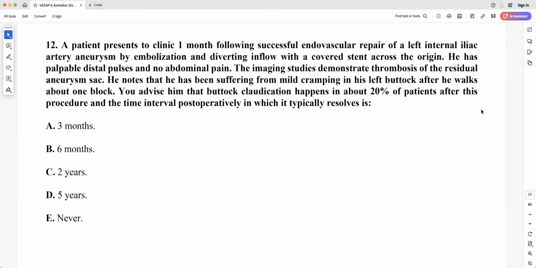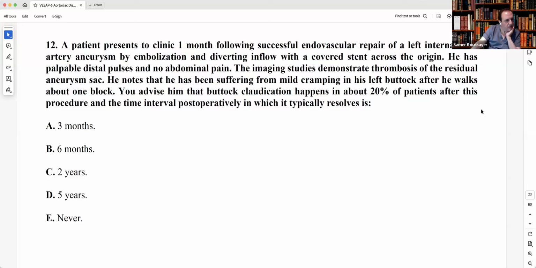He noticed that he has been suffering from mild cramping in his left buttock after he walks about 1 block. You advise him that buttock claudication happens in about 20% of patients after this procedure, and the post-operative interval in which it typically resolves takes about 6 months. This is the average usually. Most of them resolve within 6 months because they form good collaterals with active exercise.